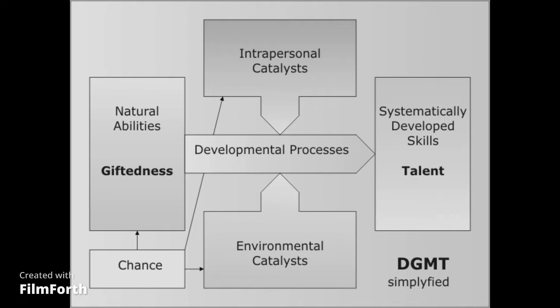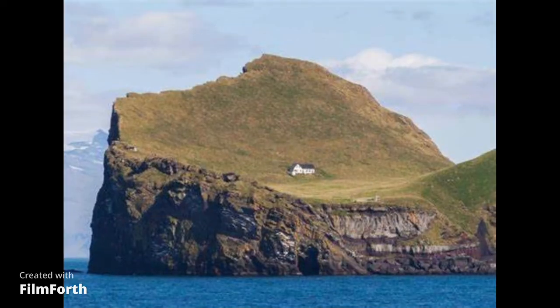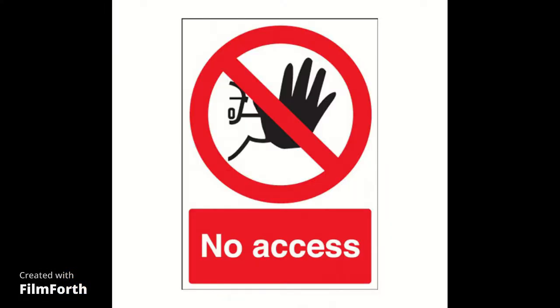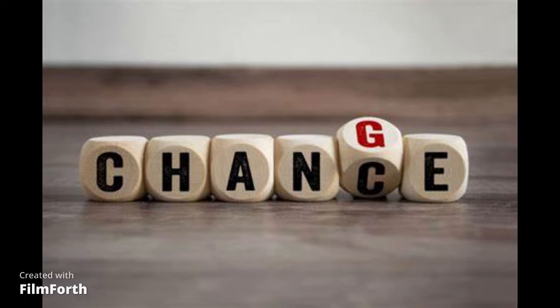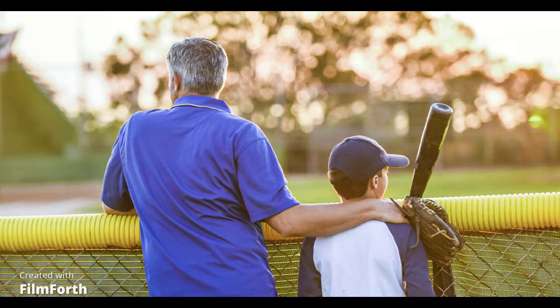Within the model proposed by Gagné, there are three different catalysts that are considered influential. These are 1. Environmental factors, such as geographical problems, for example, access to facilities. 2. A chance factor, which includes an element of luck. And 3. Interpersonal factors that take into consideration the motivation of the individual and things such as family background.